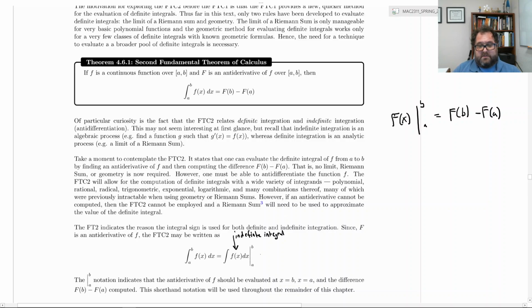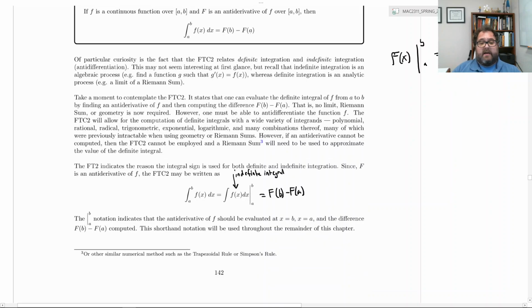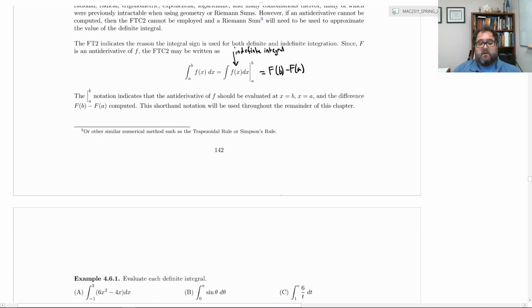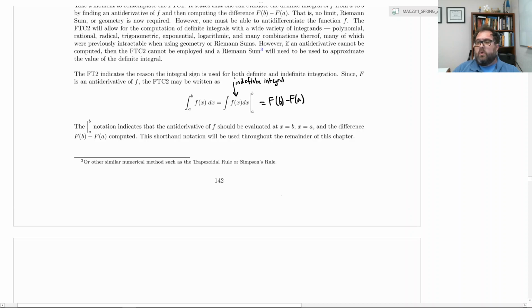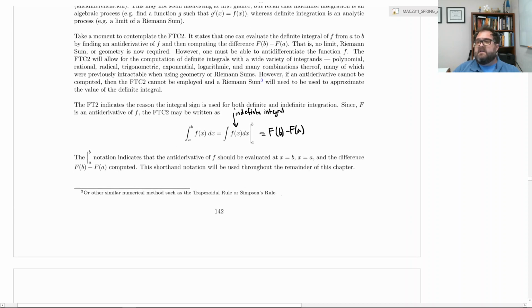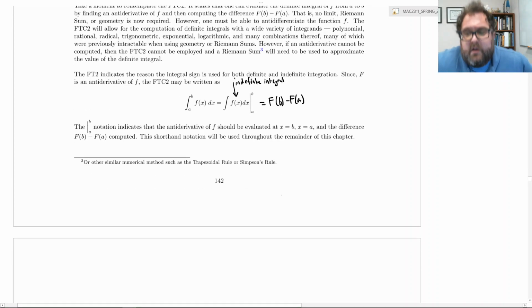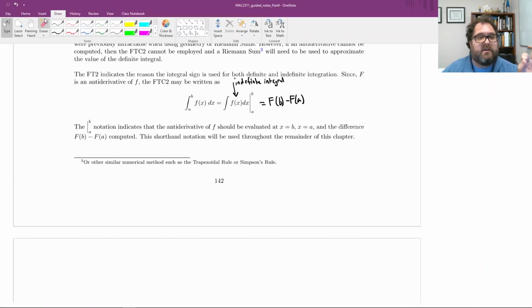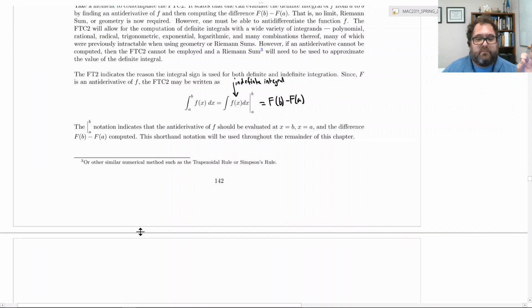So again, just to stress what this means: this is capital F of B minus capital F of A. Capital F is the antiderivative. You plug in B, you plug in A, subtract. Okay? Cool. Now, let us look at an example here. In fact, let's look at an example where we use a Riemann sum and then do the exact same thing with the fundamental theorem. I just want to stress to you why the fundamental theorem is so important.